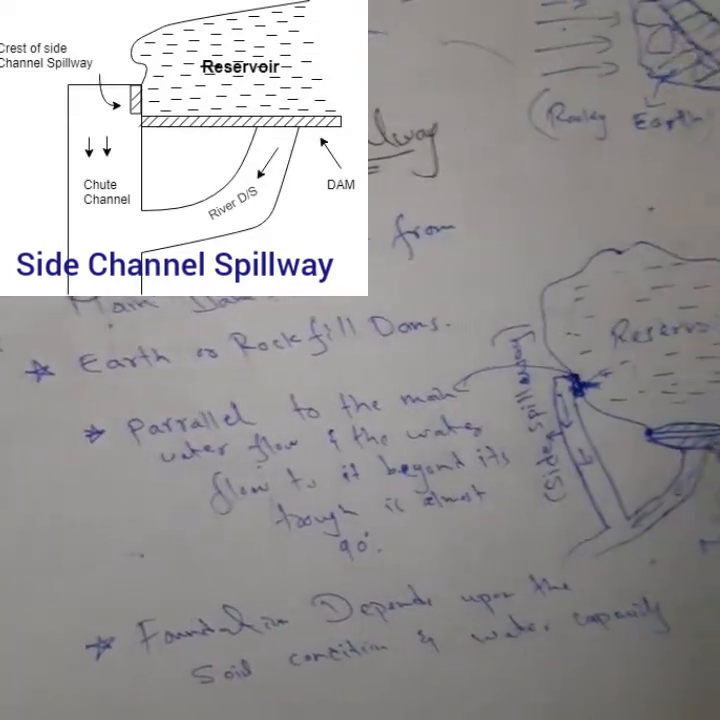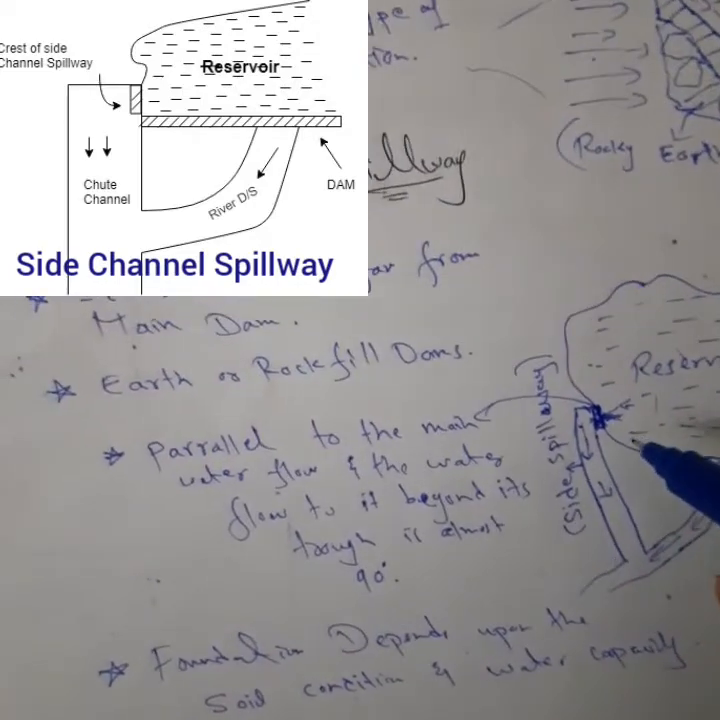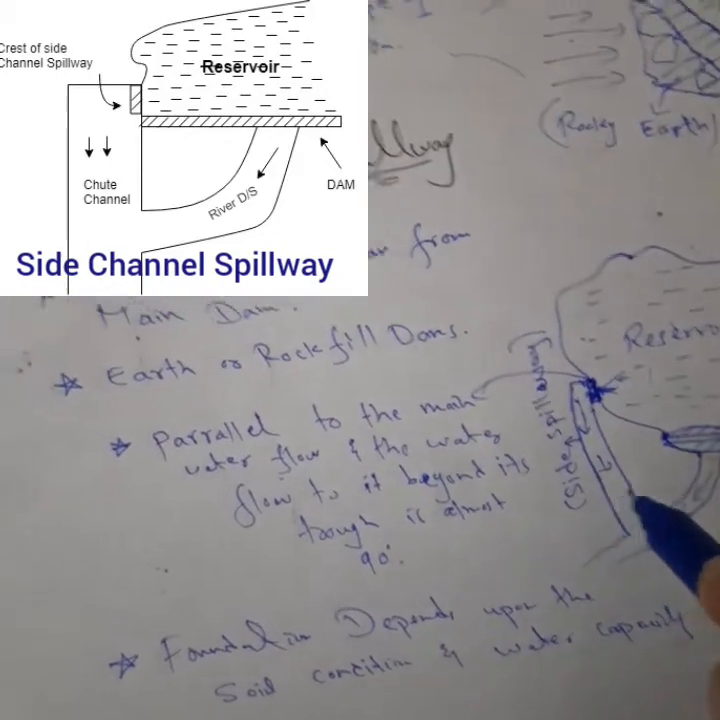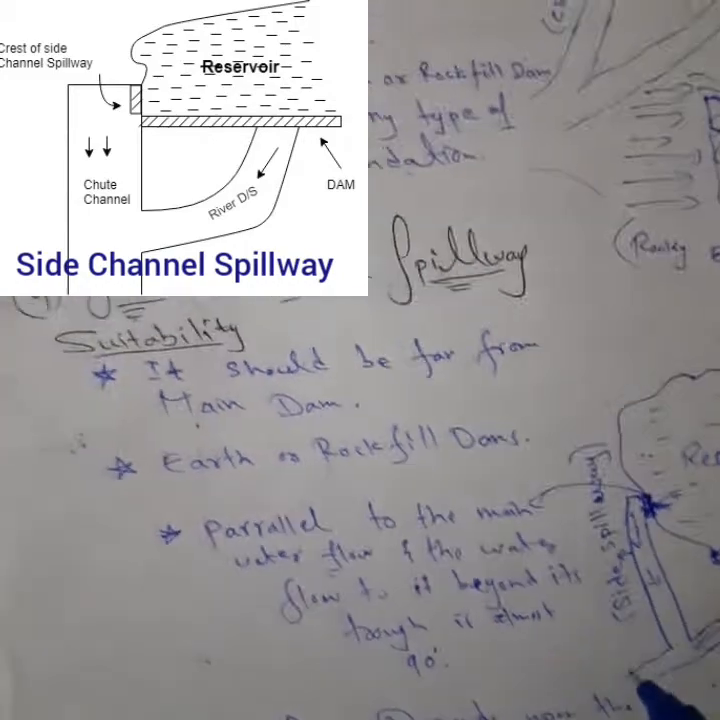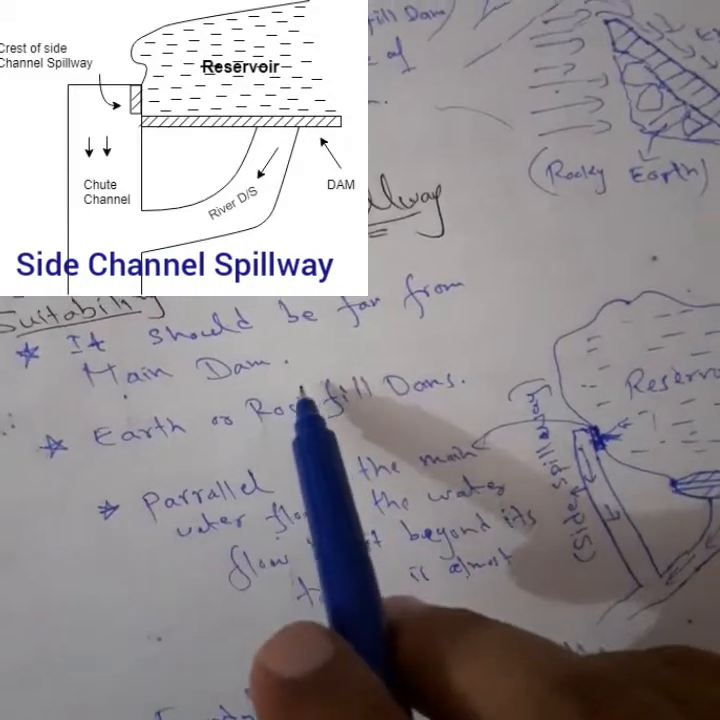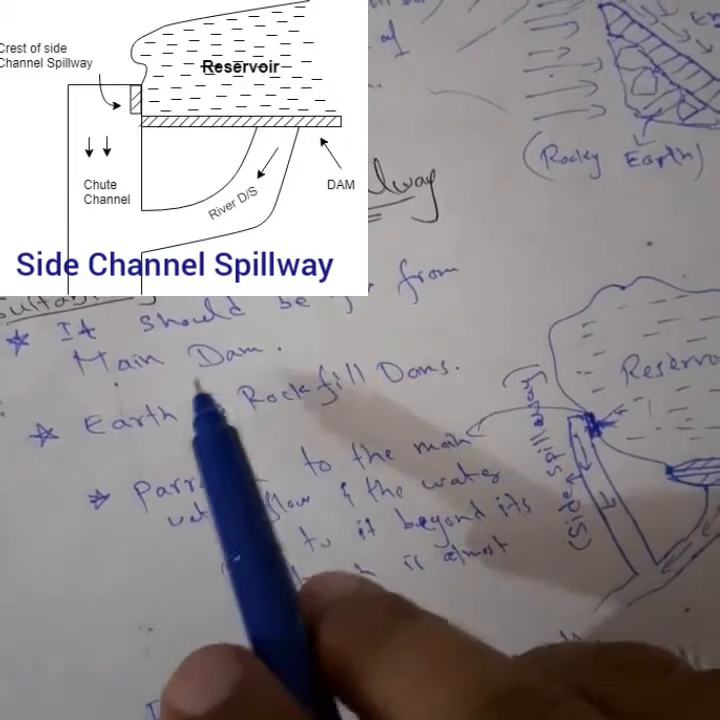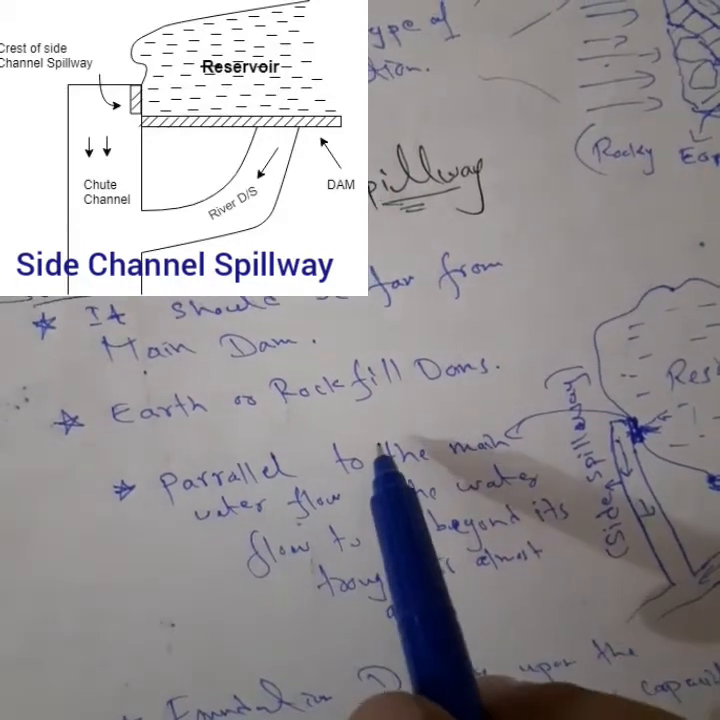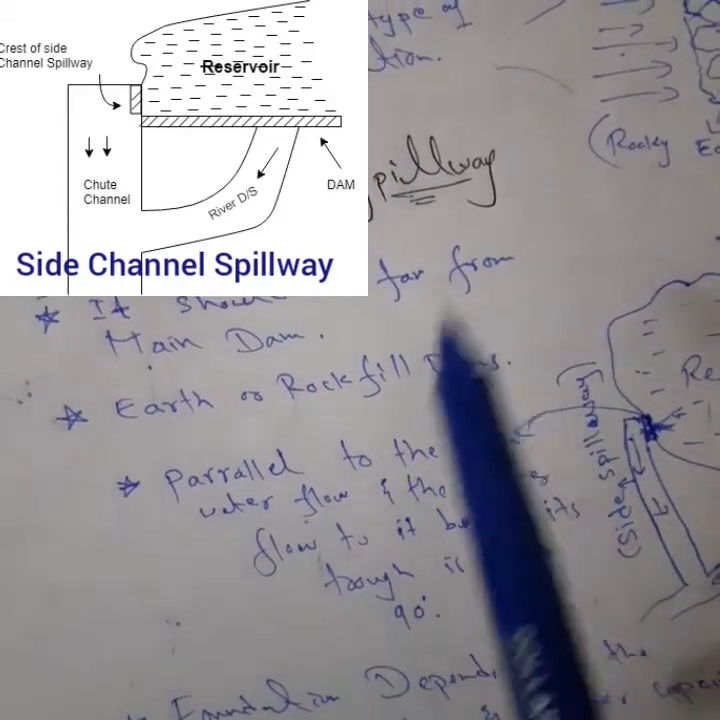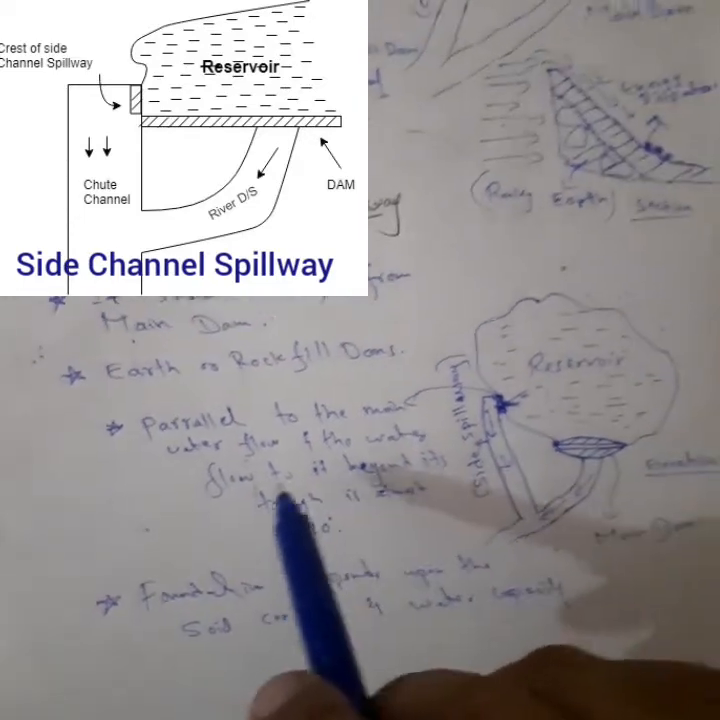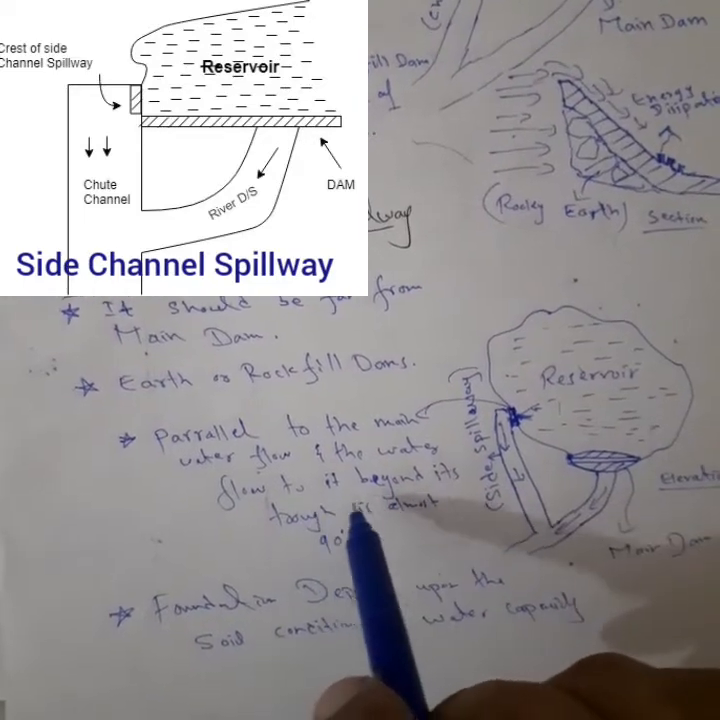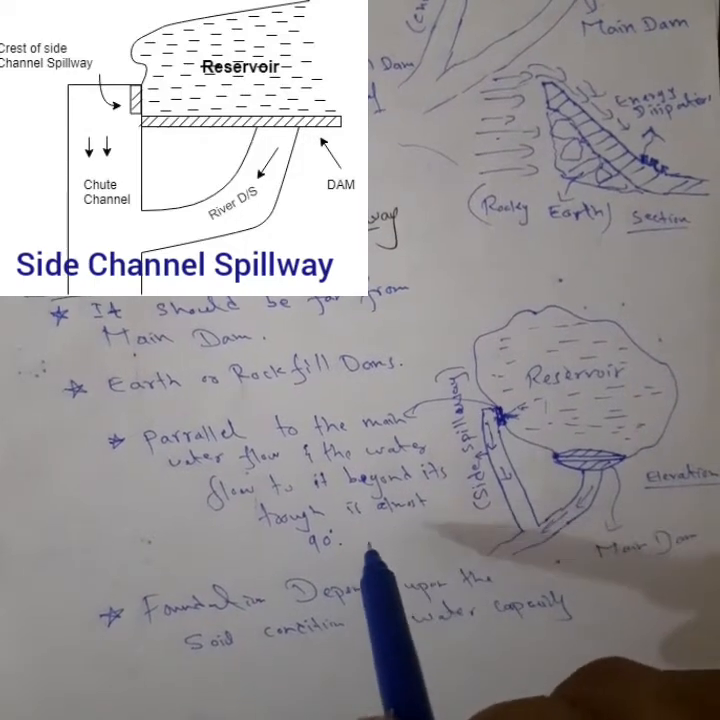So this is the main dam, and this is the side channel spillway, so the surplus water can flow through it. It should be far from the main dam. Earth or rock fill dams are used, with the spillway parallel to the main flow, and the water flow beyond its trough is almost 90 degrees.